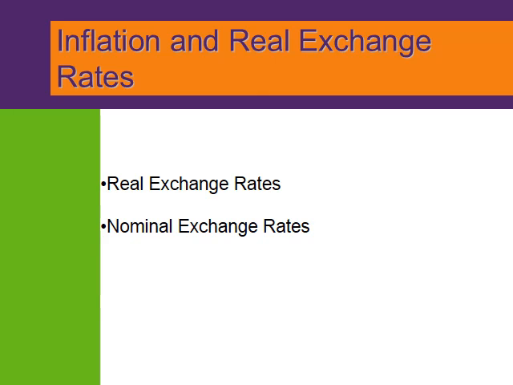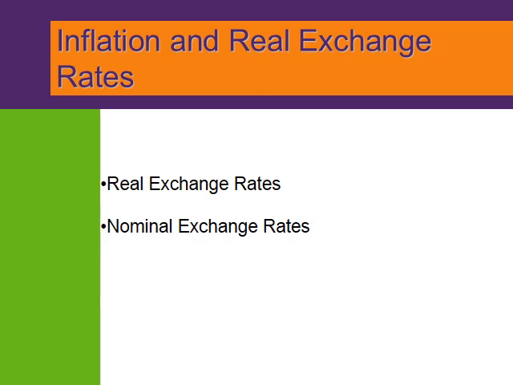So let's say that the exchange rate is 12.5 pesos per US dollar, and let's just say since this is the base year, that the price level in the US is 100 and in Mexico it's 100. Well, 12.5 times 100 divided by 100 is 12.5 pesos per dollar.